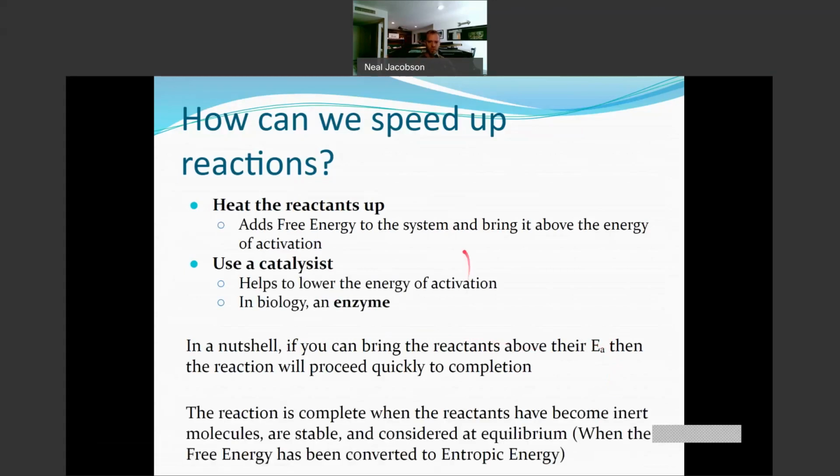And then when it's complete, when the reactions are all done, the molecules are stable. They're not reacting anymore. What's left over is not reacting anymore. The wood, the complex wood that turned into carbon dioxide and water, are stable, and it's at equilibrium. So that's when the free energy in that system was released and converted into entropic energy.